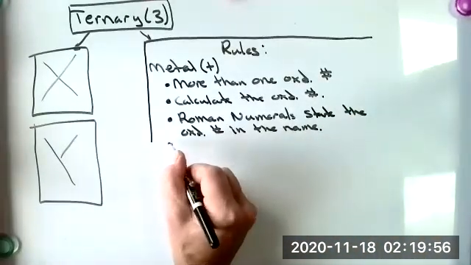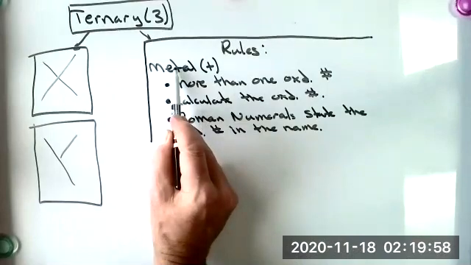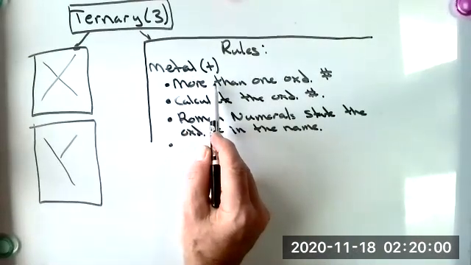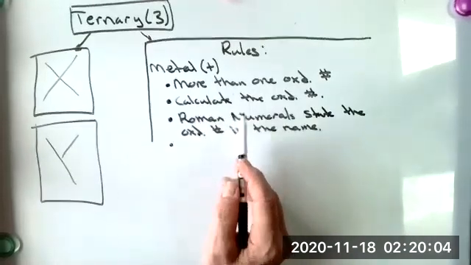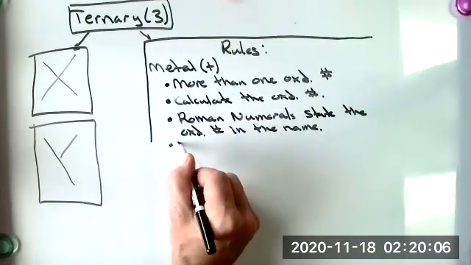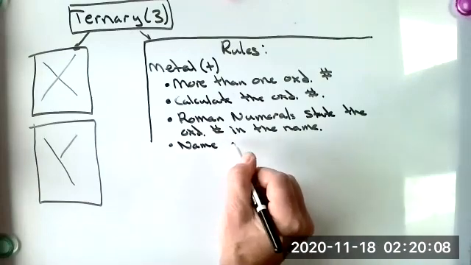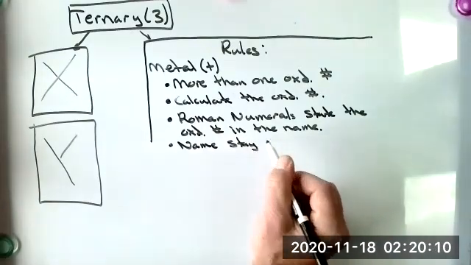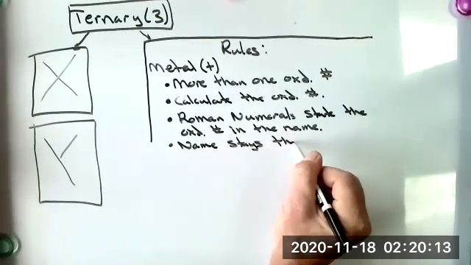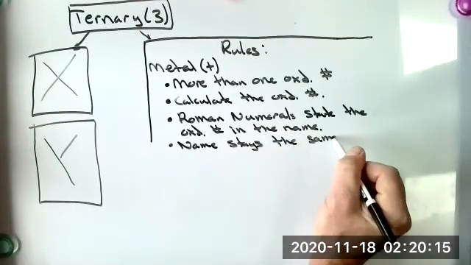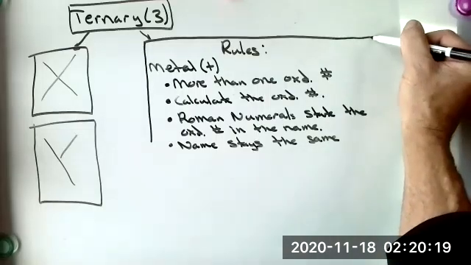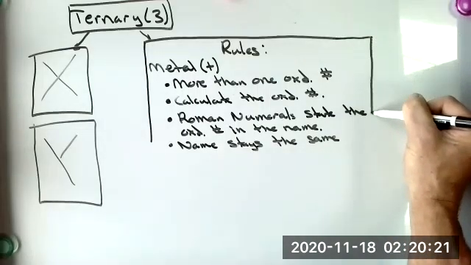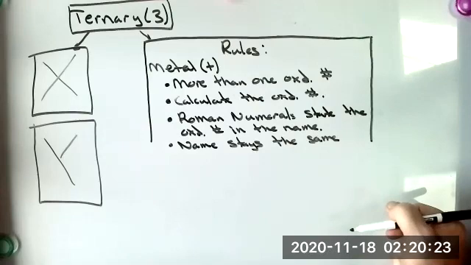Is there one nice thing about the metal in front that has more than one possible oxidation number that you have to calculate and then turn into a Roman numeral? There is one thing nice. The name stays the same. Thank goodness there's something easy about the metal that's in front.